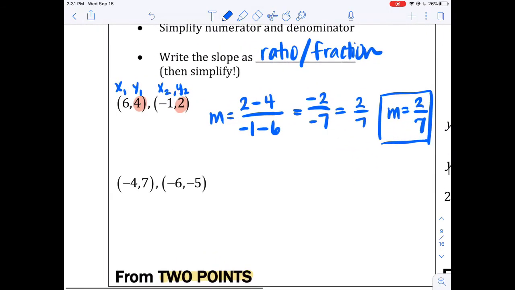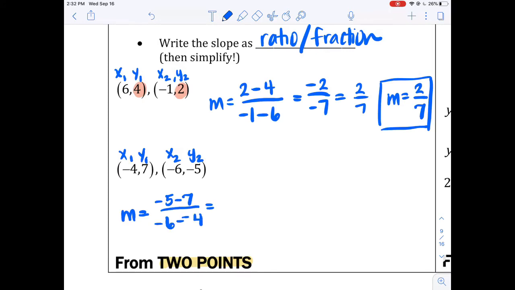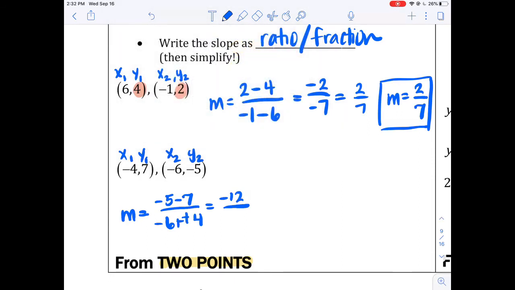Here's another example. So from 2 points, again, x1, y1, x2, y sub 2. So my slope m equals difference of my y's over difference of my x's. So my numerator, I have negative 12. Remember, minus a negative becomes a positive number. So we're going to have a negative 2, which reduces to a positive 6. So my slope is a positive 6.